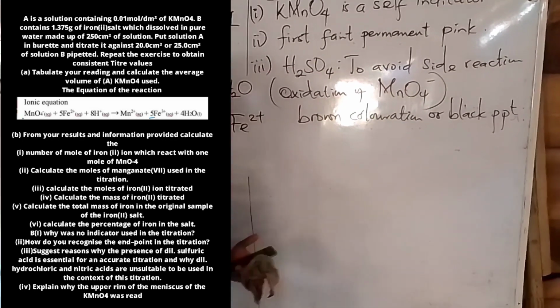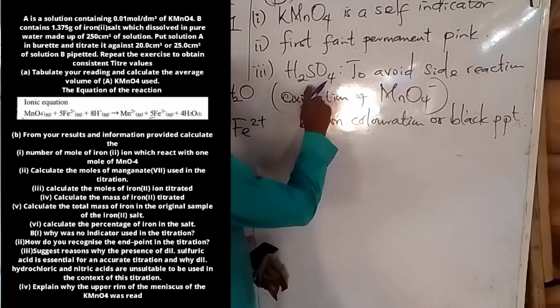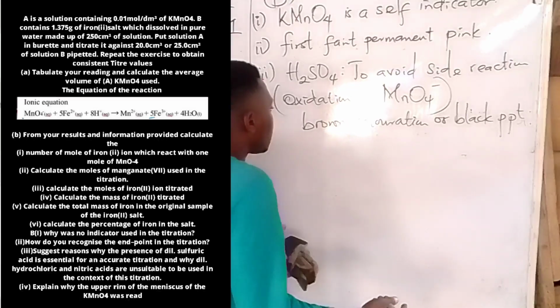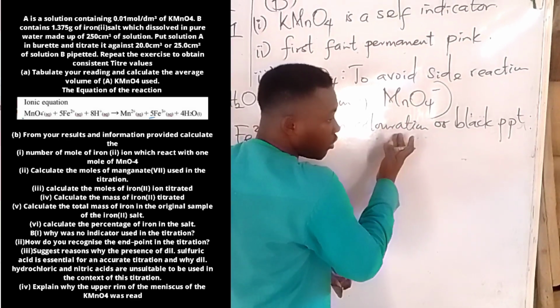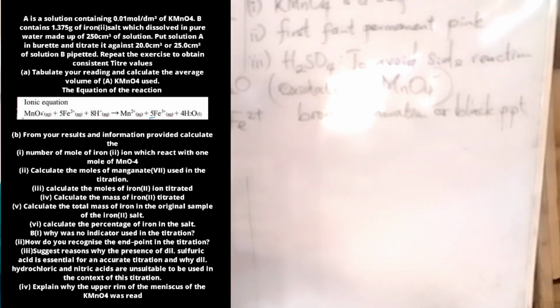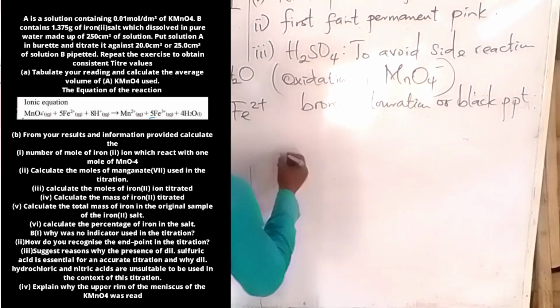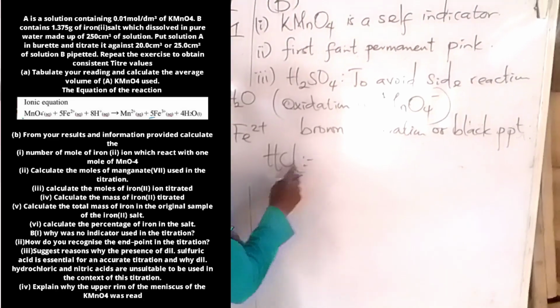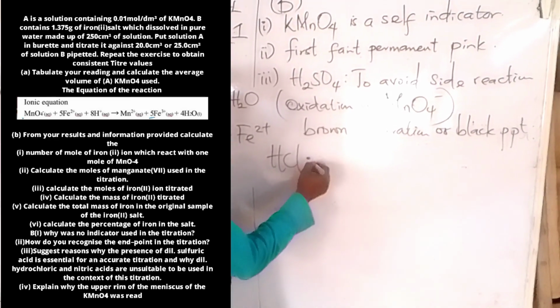Are you getting me now? So immediately you do not use this, if you do not use H2SO4, definitely it is possible for you to get a brown coloration, or definitely get a black precipitate. Now another one is, why is it that HCl is not essential?